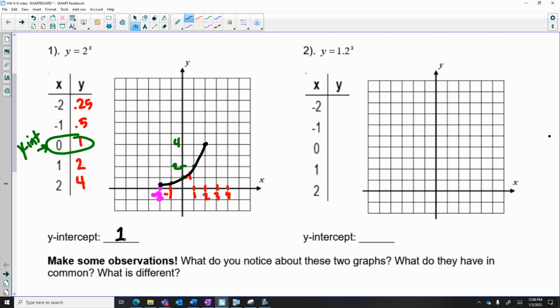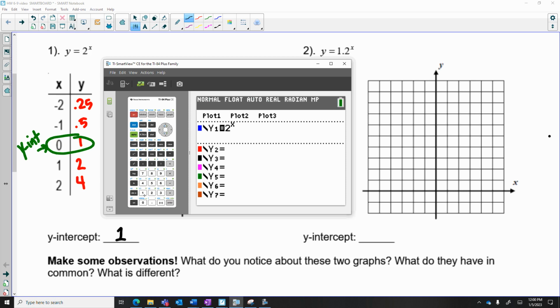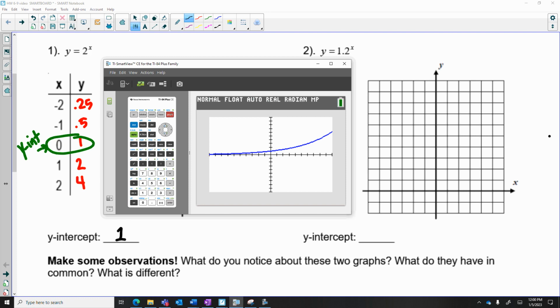All right, now let's look at 1.2 to the x. So this is also an exponential function because the x is an exponent. So we're going to change our base to 1.2 to the x. How are we going to predict that this is going to look different than 2 to the x? So if we hit graph, take a look at this and think about how it compares to y equals 2 to the x.